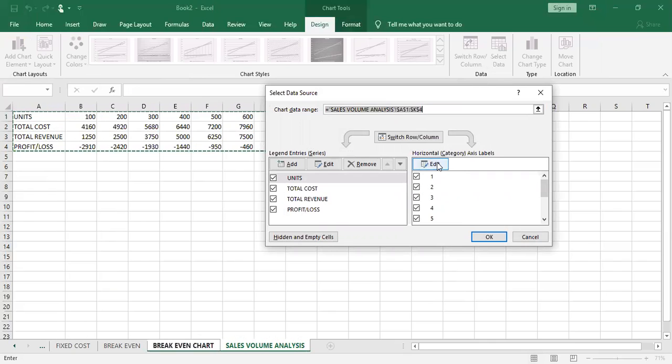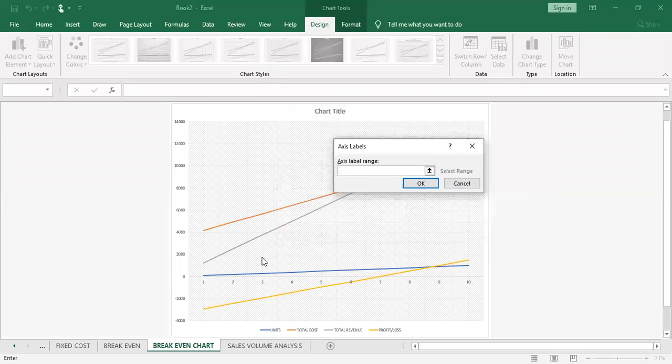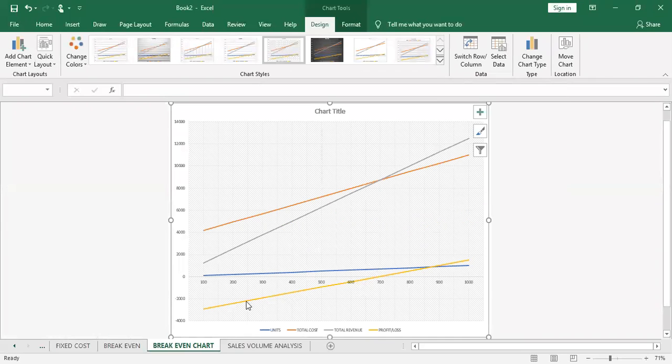So we are going to edit the horizontal axis so that we change 1 to 100, 2 to 200, 3 to 300. So you click on edit, and because we have 1 up to 10, you type 100, comma, 200, comma, 300, comma, and you type it up to 1000, comma, 500, 600, 700, 800, 900, and then 1000. So when you finish, you click OK, and then you click OK once again. Now the units are 100 up to 1000.